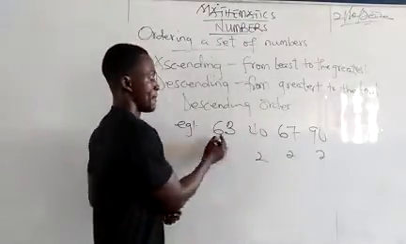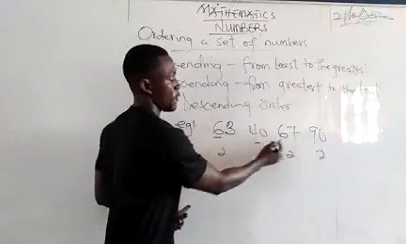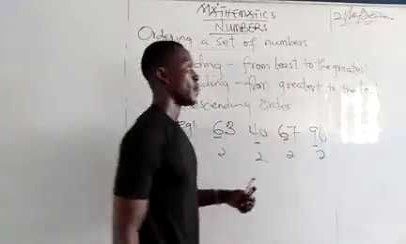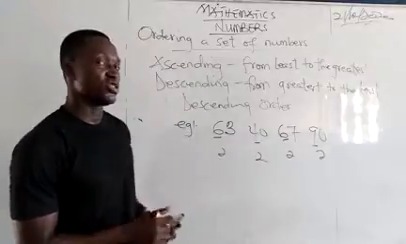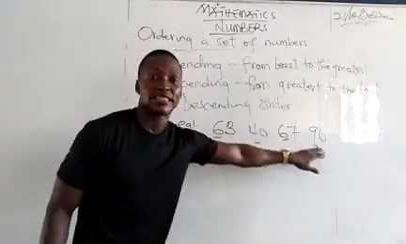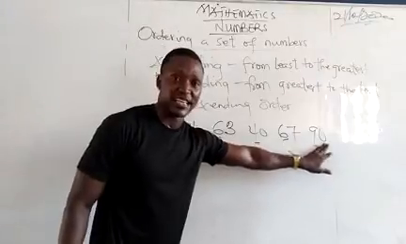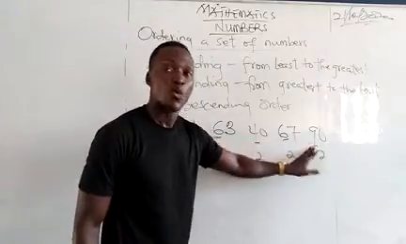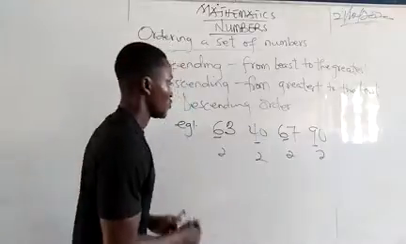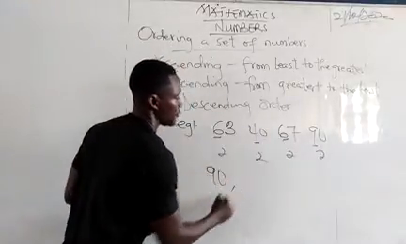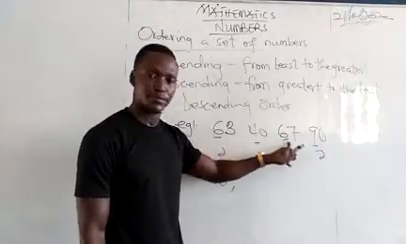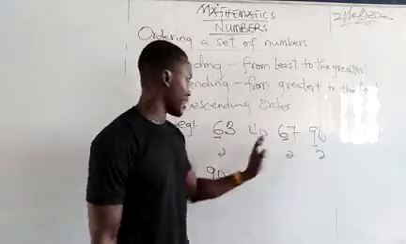So now 6, 4, 6, 9. From here we see that the 9 has the greater value. So this 9 will come first. So 90 will come first, followed by what? We have 6 and 6, 6 and 6. Then we have 4.